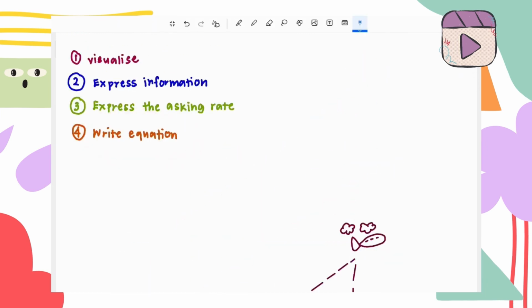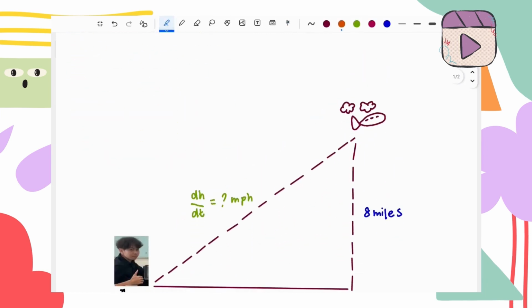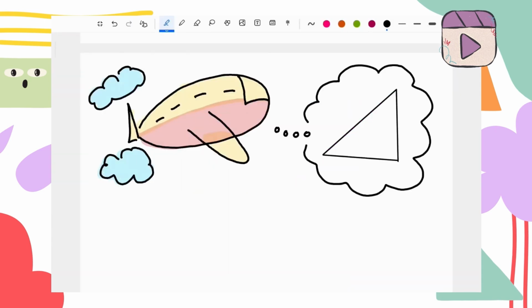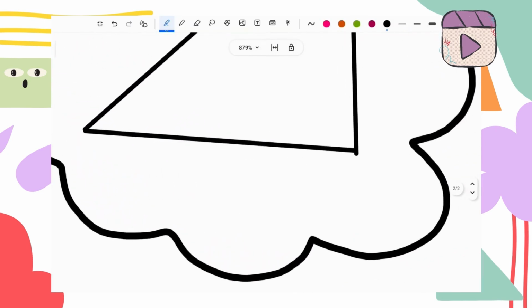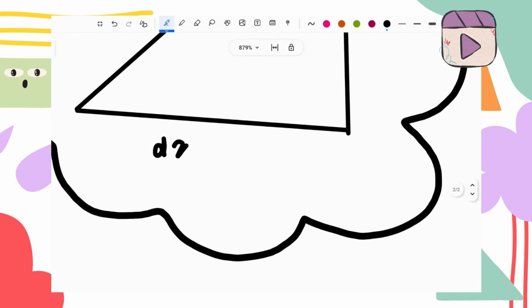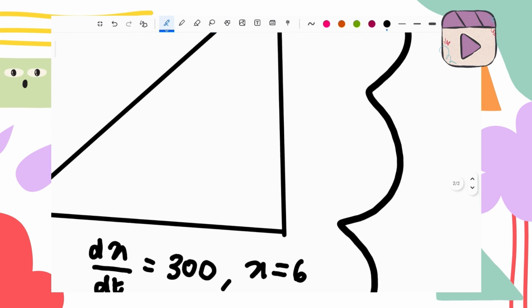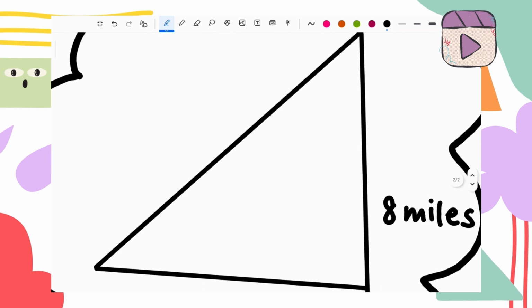The next step is to write an equation that relates the various quantities of the problem. In this problem, we use the Pythagorean theorem to find h. In this case, we know that the plane is flying horizontally away from Farhan at a speed of 300 mph. So dx/dt is equal to 300. We can also relate 8 miles, x and h using the Pythagorean theorem. We can also determine the value of h when x is equal to 6.